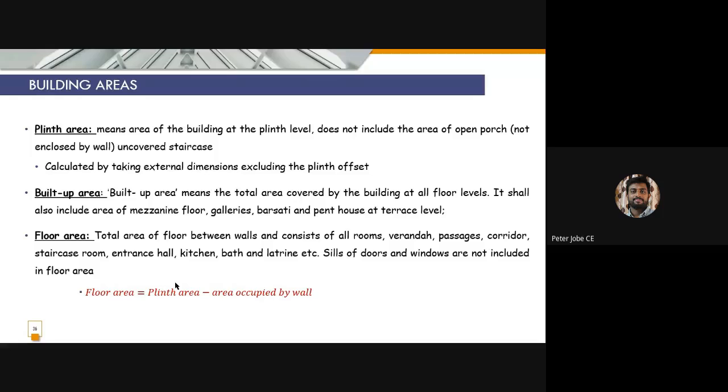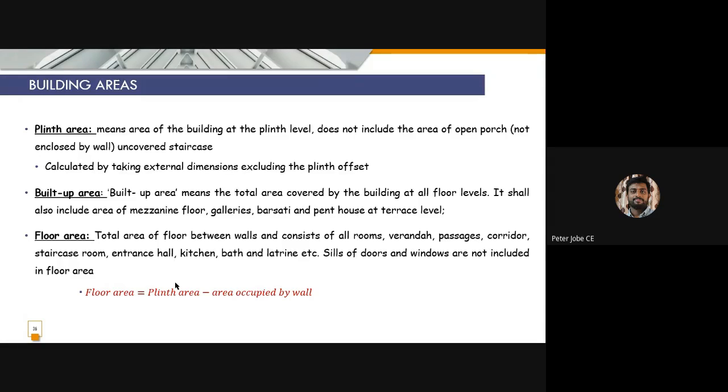So only those areas which come under the main walls will be taken as plinth area. That means we'll include the area occupied by the walls also. And built-up area means wherever there is a roof above that area, those areas will be taken as built-up area. In many cases, the plinth area and built-up area might be equal.